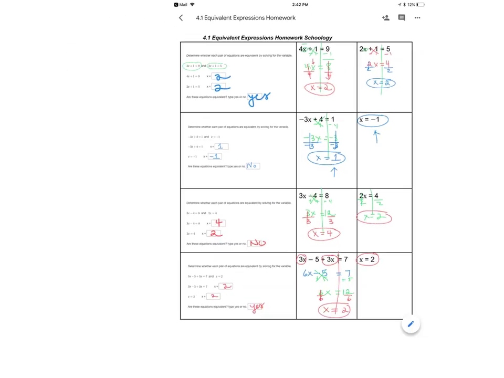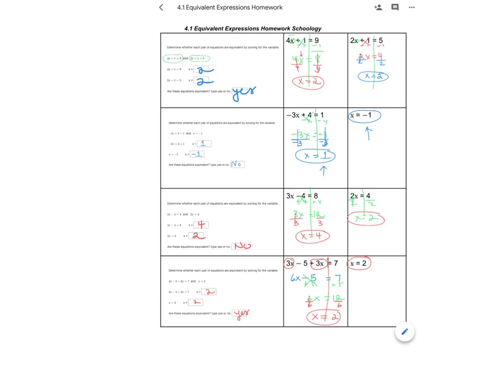So those are simple equations, two-step equations, and you just got to take your time on them. And guess what? 4 minutes and 30 seconds done with this homework.